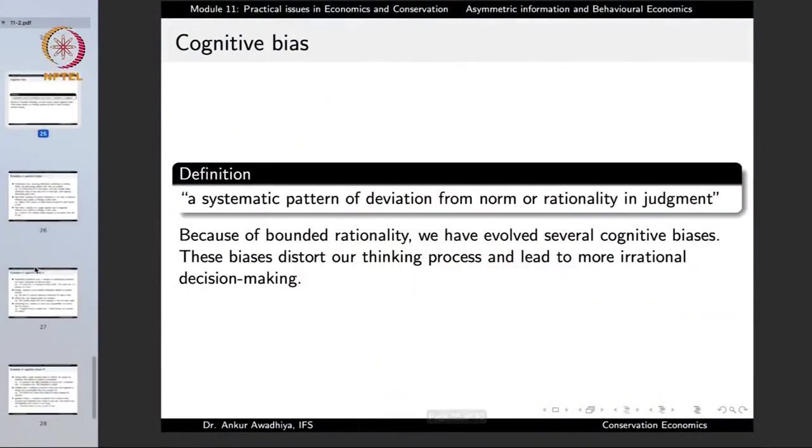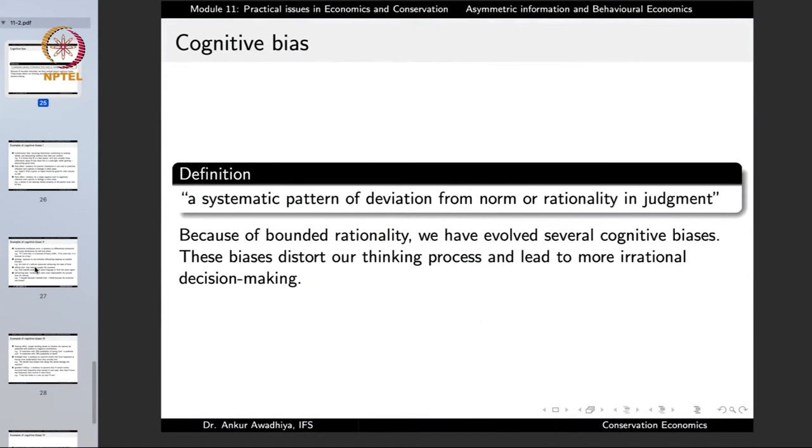And because of this bounded rationality and heuristics, we have cognitive biases. Cognitive bias is a systematic pattern of deviation from the norm or rationality in judgment. Now, in all of these cases, what we are observing is that there is a deviation from the norm or rationality. That is, the optimum was something else, but because of our way of thinking, we chose something else. So this is an example of cognitive biases.